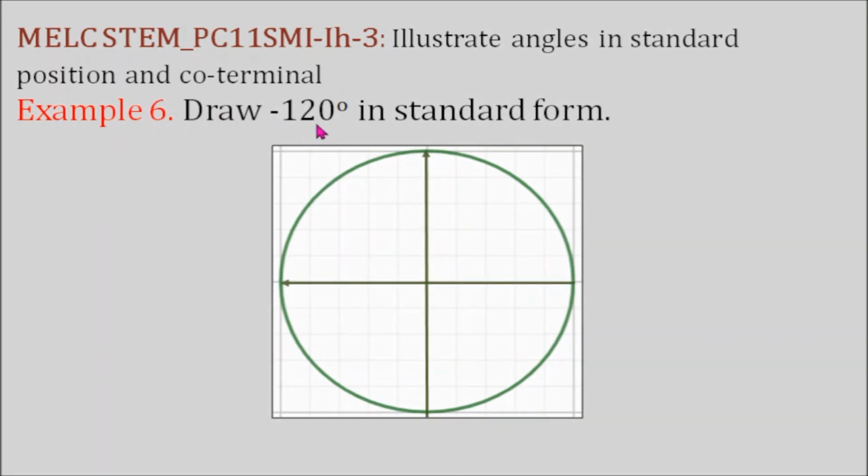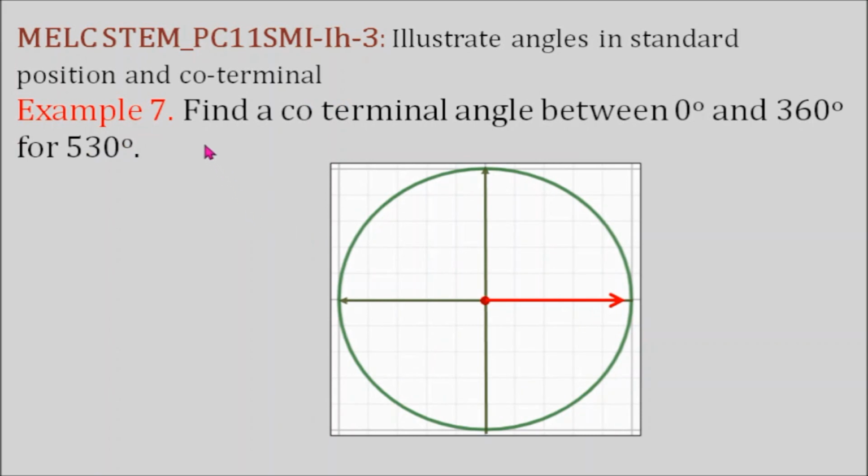Example number 6. Draw negative 120 degrees in standard form. Our vertex is here, one of the rays is here, and because it's negative, we move clockwise. From here to here is 90 degrees, and we need 30 more. So this is the angle, negative 120 degrees.